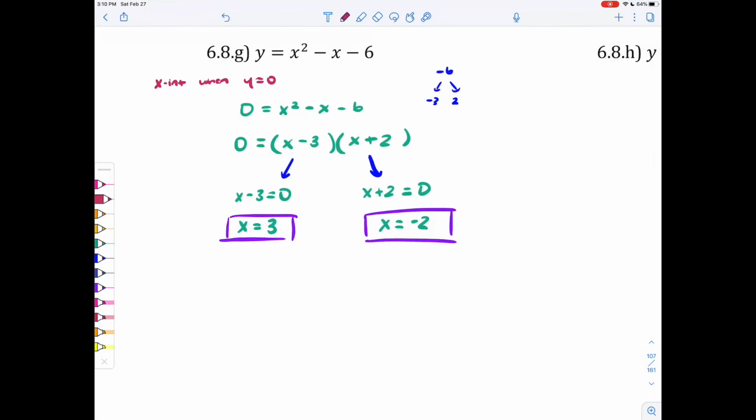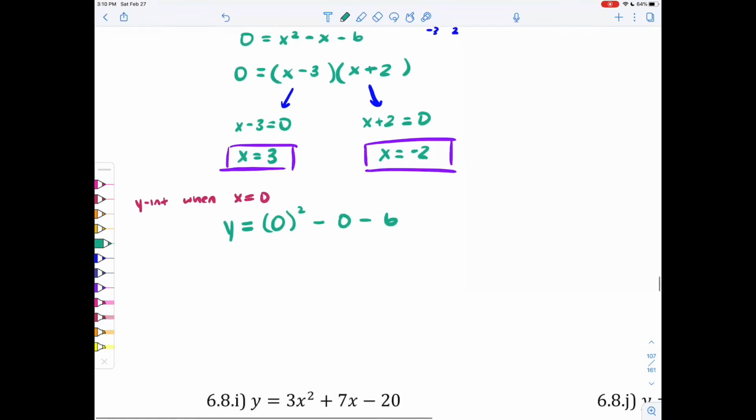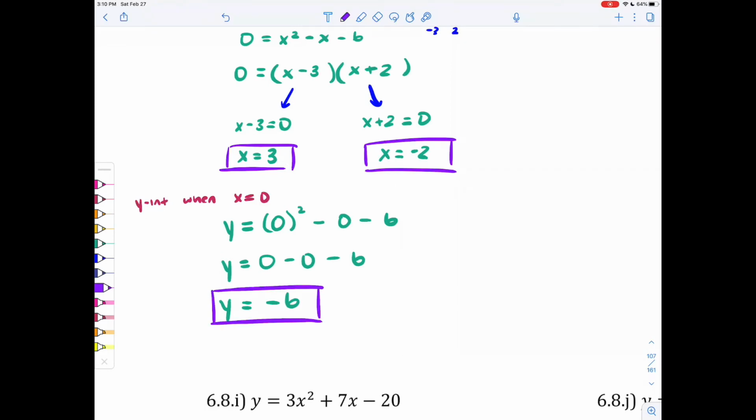I also have to find my y-intercept, and of course that occurs when x is equal to 0. So I'm going to find y, and I'm going to plug in 0 every time I see an x. So I have 0 squared, which is just 0 minus 6. So y is equal to minus 6. And again, because the question asked me specifically for the values, I am a-okay with leaving it as such.